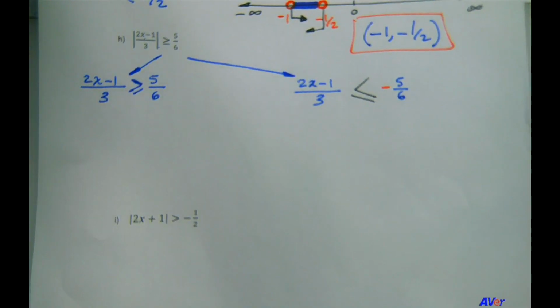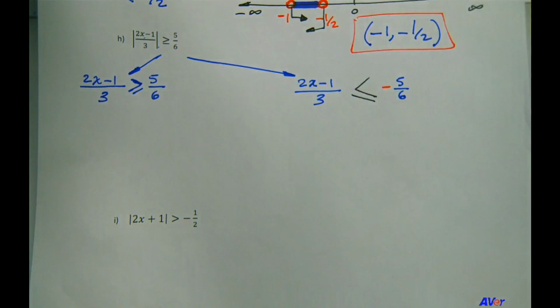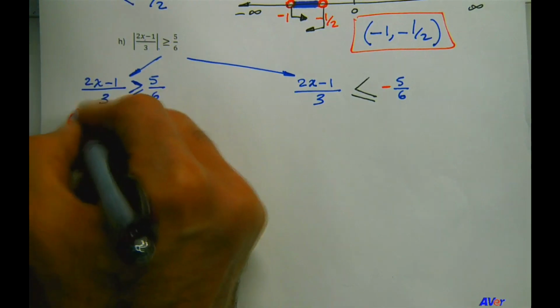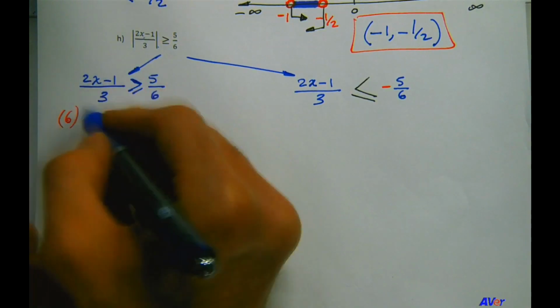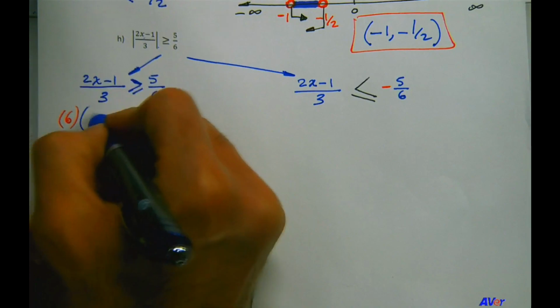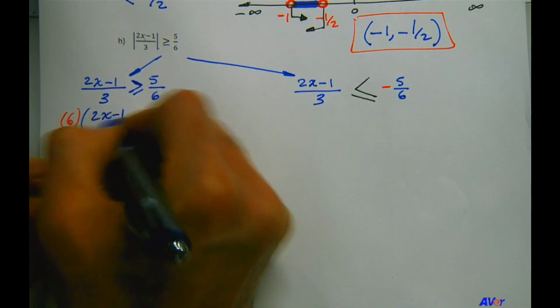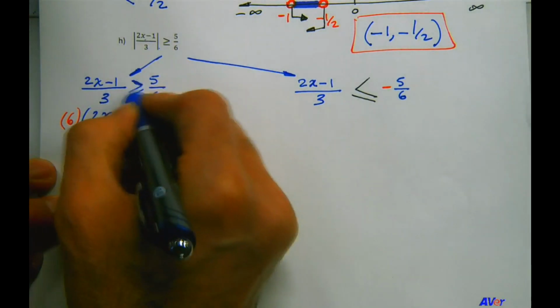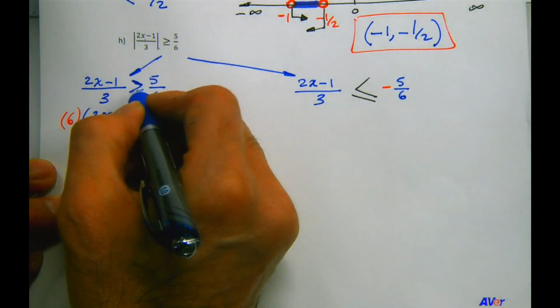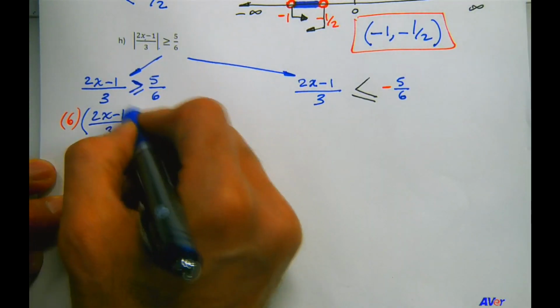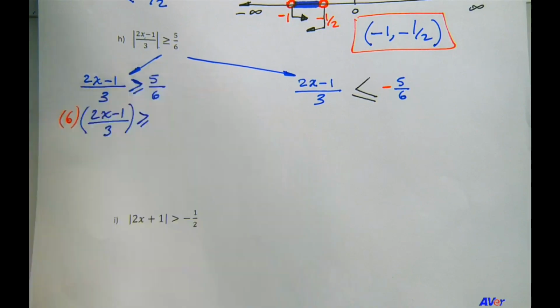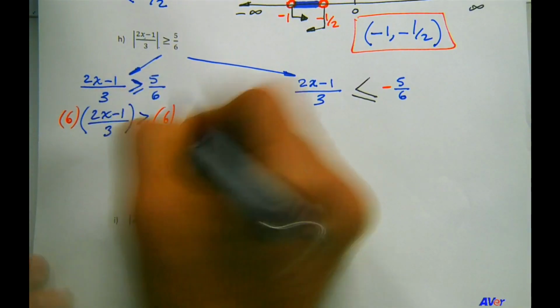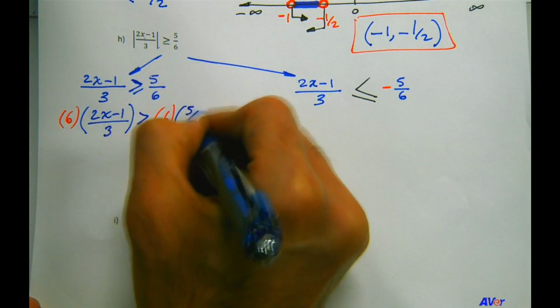Remember the last, I believe it was the last video. So the LCD here is 6. Multiply both sides by 6 then, right? Not different numbers, guys. So 6 multiplied by 2x - 1, and it's a positive number, so the direction of the inequality is preserved, like that, greater than or equal to 6 times 5/6, right?